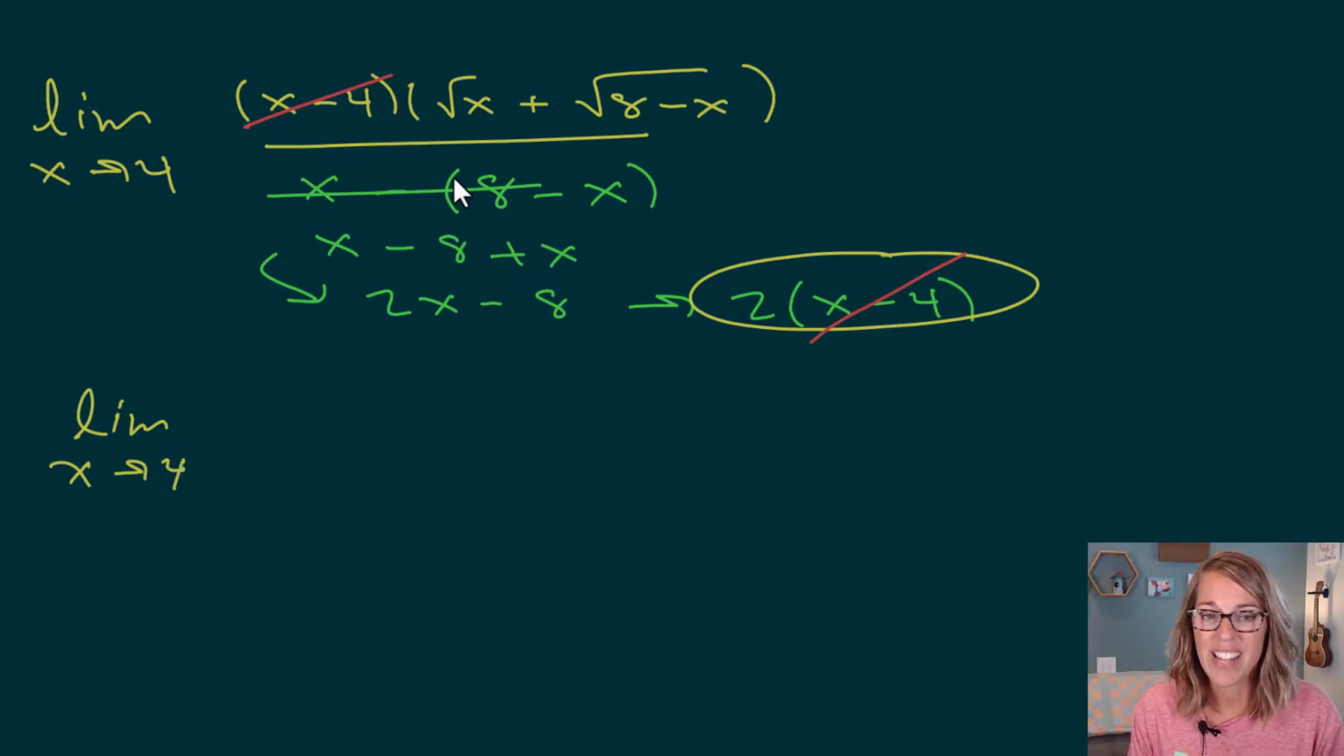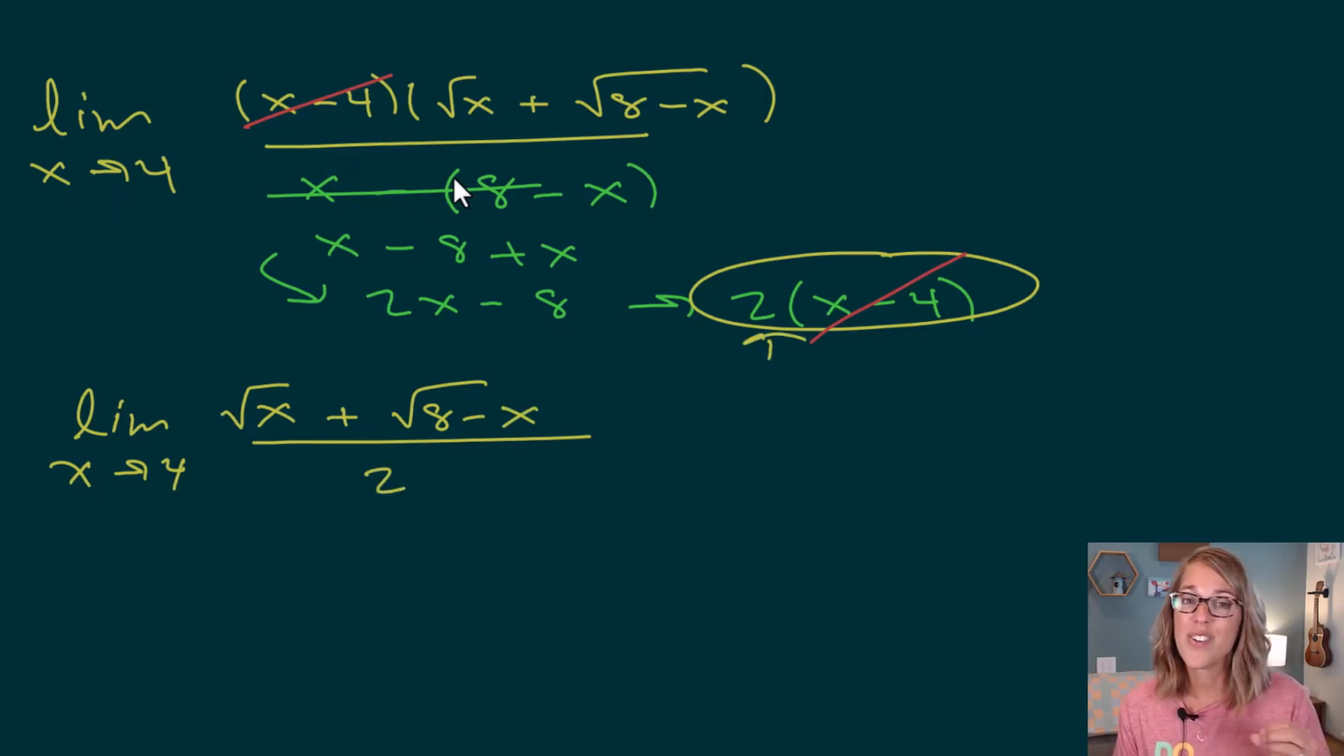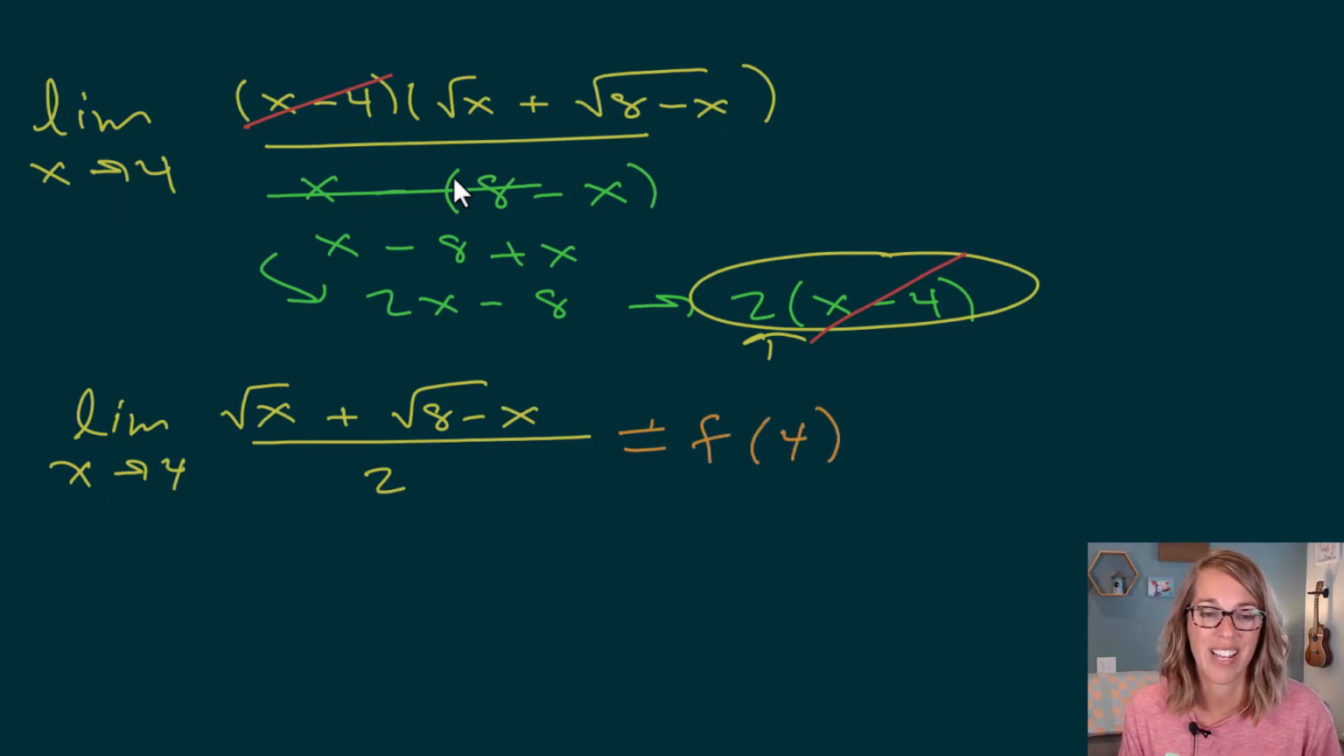of, I've eliminated the x minus 4. So in my numerator, I just have the radical x plus the radical 8 minus x. In the denominator, I just have the 2. This is no longer discontinuous at 4. I can do a direct substitution from here and plug in 4. That's supposed to be an equal sign, so I can just plug in 4.